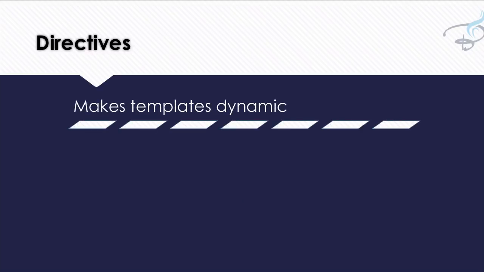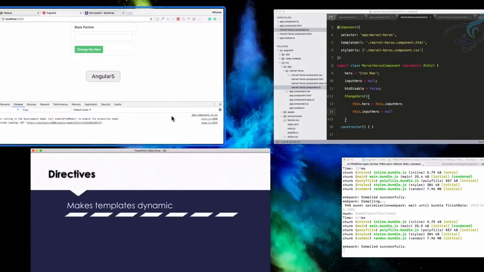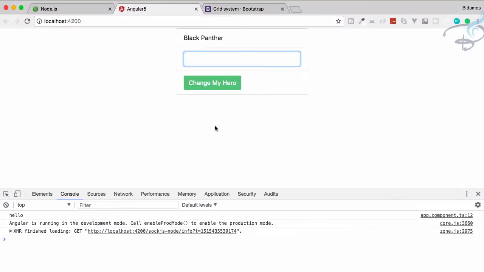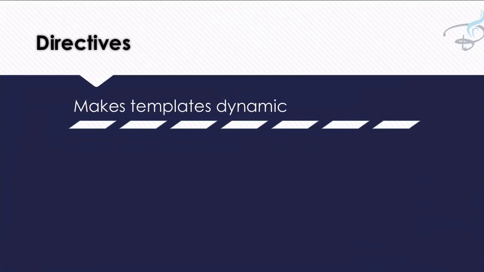But what actually is a directive? A directive makes templates dynamic. And what does dynamic mean? You will say, Sarthak, this is also a dynamic thing. Yeah, but it's not fully dynamic. What if I want to remove this from our DOM? So how will we do that? That comes with the directive.